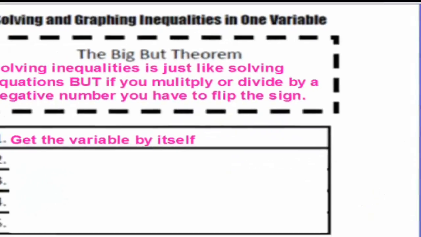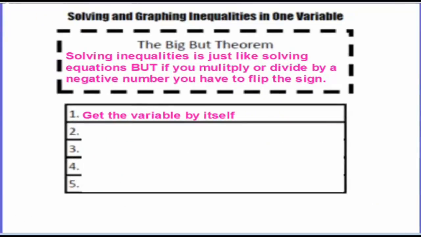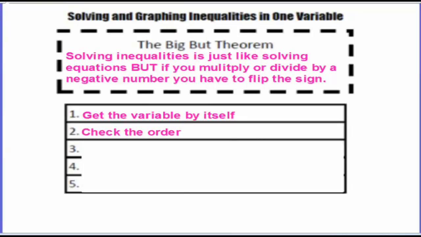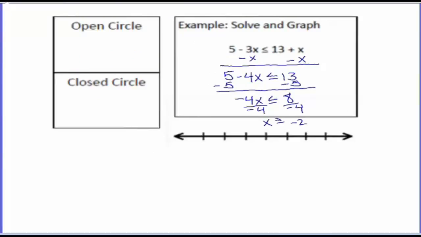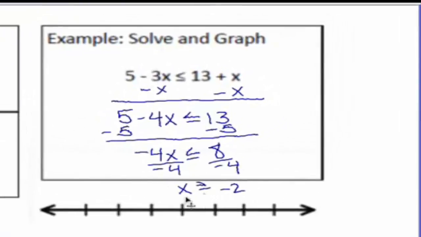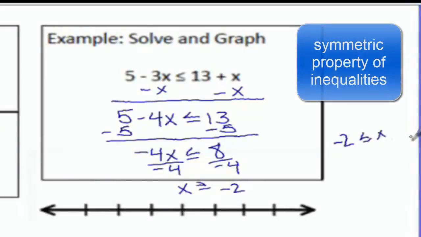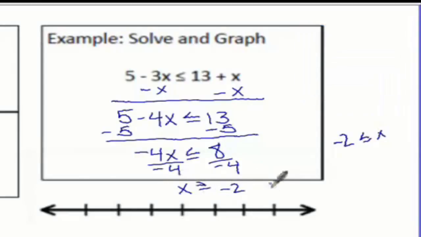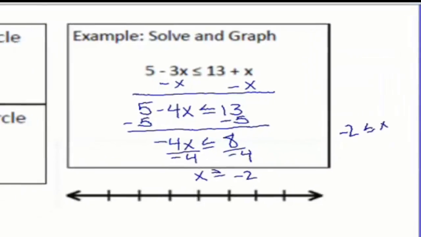So that was all step 1, get the variable by itself. Step 2 says check the order. You don't have to, but most people find it easier to have the variable on the left. So x is greater than or equal to negative 2. We already have that set up that way. If you had it backwards, if you solved a little bit differently and had negative 2 is less than or equal to x, that's fine. You can still graph this, but some people find it easier if we flip-flop here so that the variable is on the left.